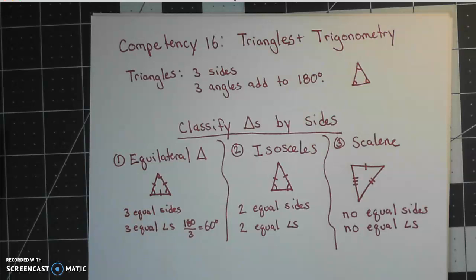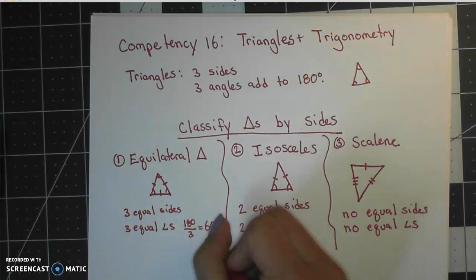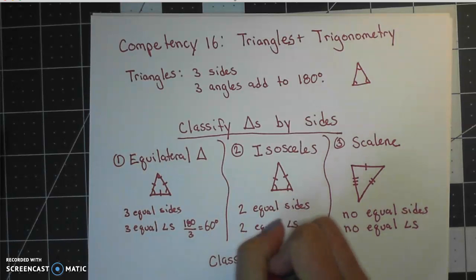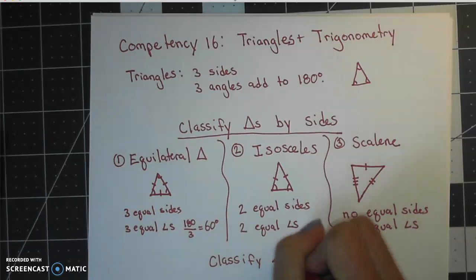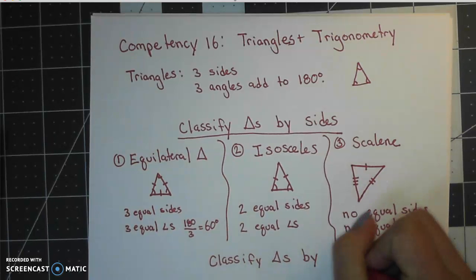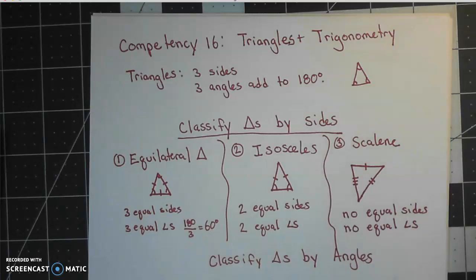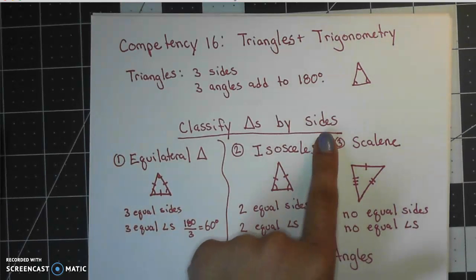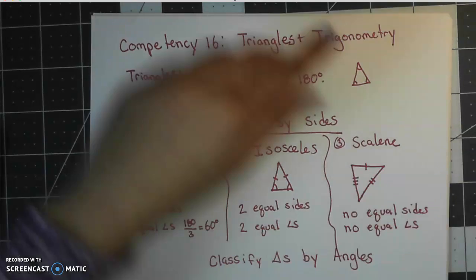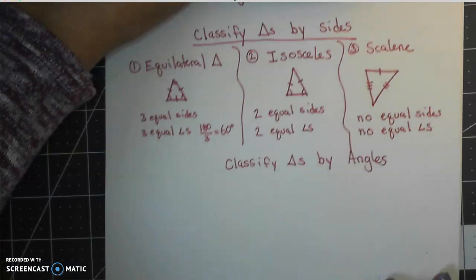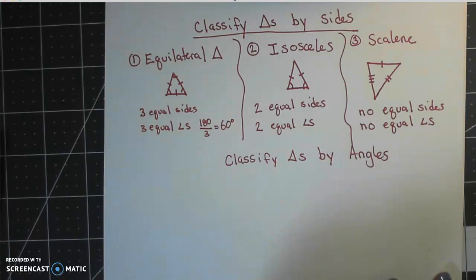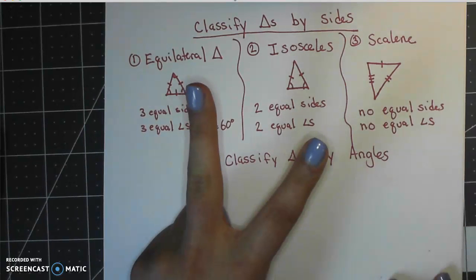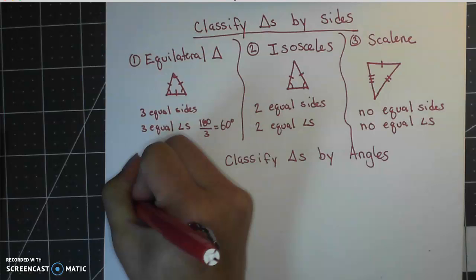Cool. And now there's another way we can classify triangles. We can classify triangles by angles. So every triangle is two different types. It has its side name, equilateral, isosceles, and scalene, and it has its angle name. So it has two different names. The different type of angle names.